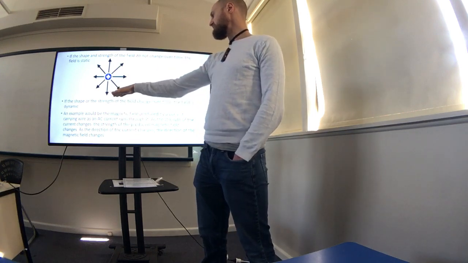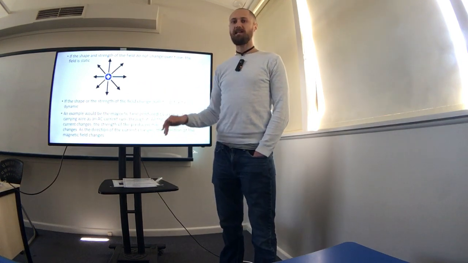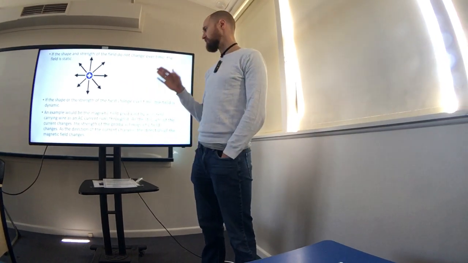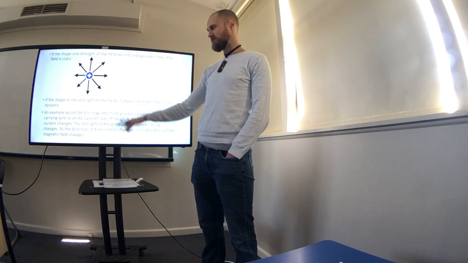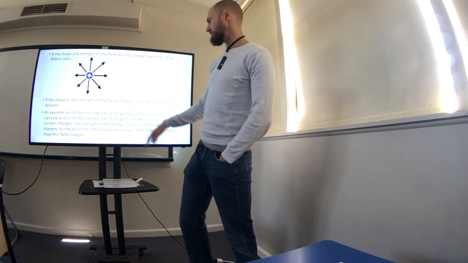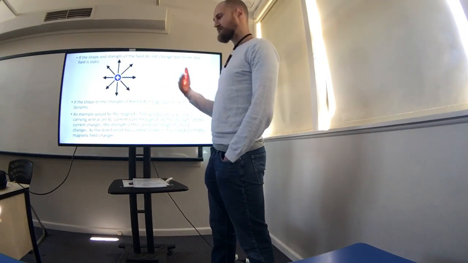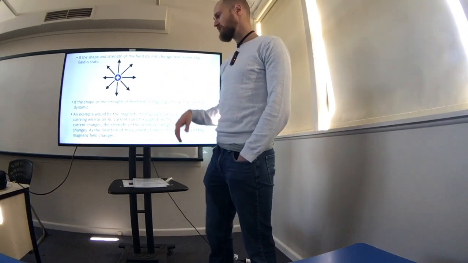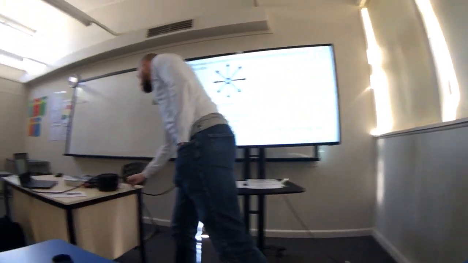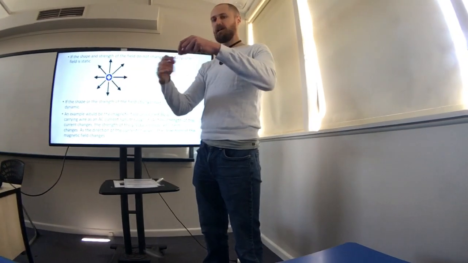By contrast, if the shape or the strength of the field changes over time, the field is what we call dynamic. And I tried searching for a GIF or a video to give a nicer illustration than text, but couldn't find what I was after. It says that an example would be the magnetic field produced by a current carrying wire as an AC current runs through it. So I don't have a wire with me. I'm just going to use this set of headphones to illustrate a wire, if I can untangle them.